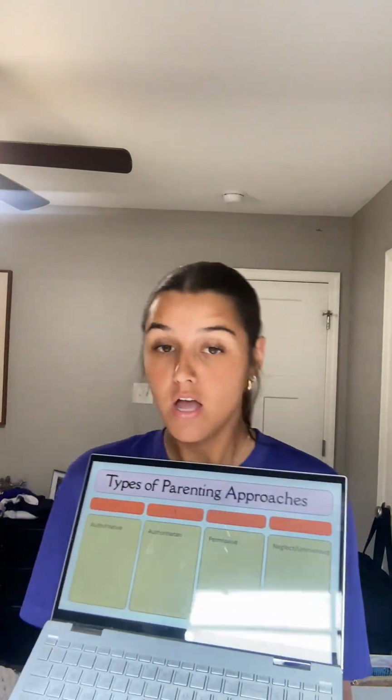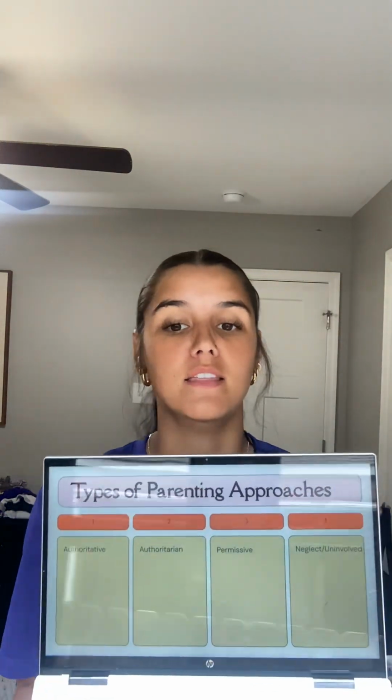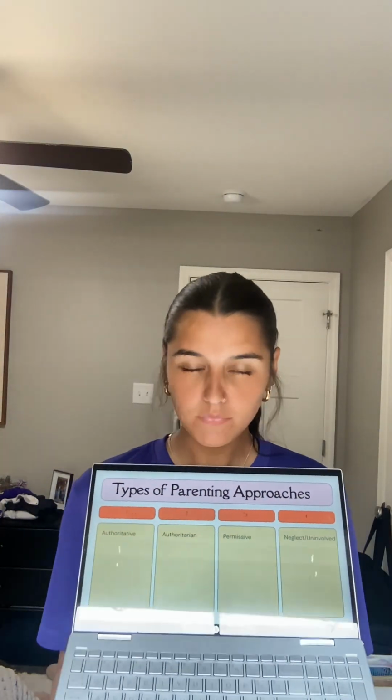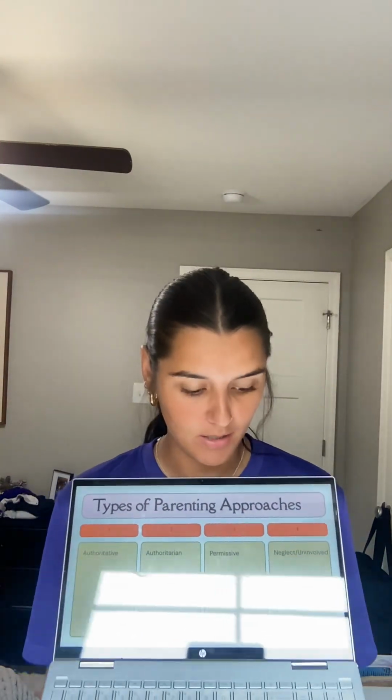So there are 4 different types of parenting approaches. The first one is authoritative, the second is authoritarian, the third is permissive, and the fourth is neglect/uninvolved. For me, I think that my parents were authoritative parents, and they really helped shape me into who I am today and learn how I want to be a parent.